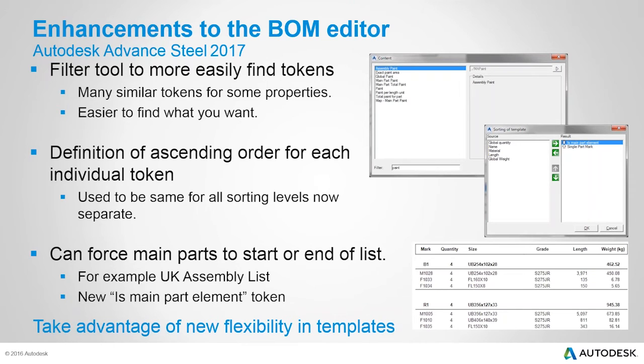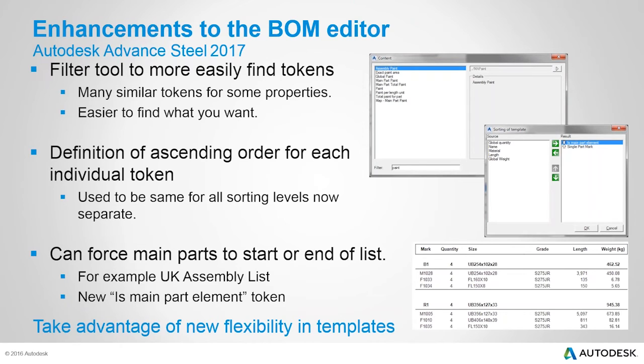When you're sorting bills of materials, you used to be able to select to sort ascending or descending, but that applied to all the tokens you were sorting by. So if you're sorting by perhaps quantity and then length, they'd both be ascending rather than one up and one down. But now you can choose each property that you're sorting by and set each one to be sorted ascending or descending.